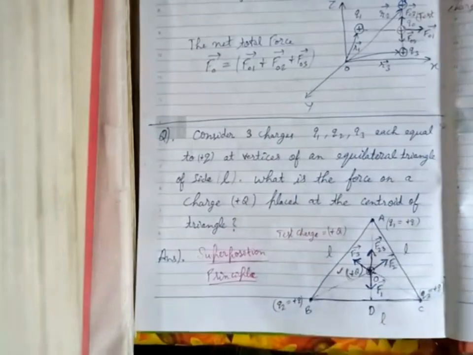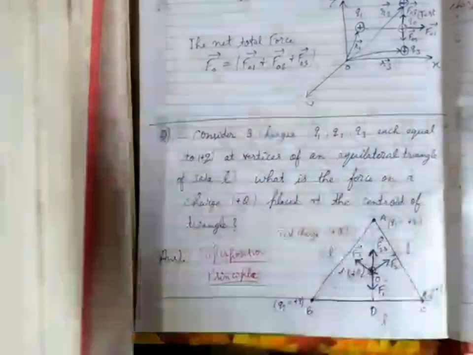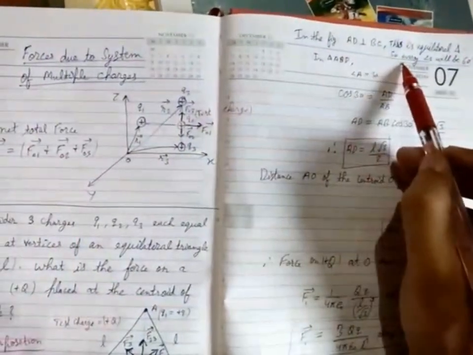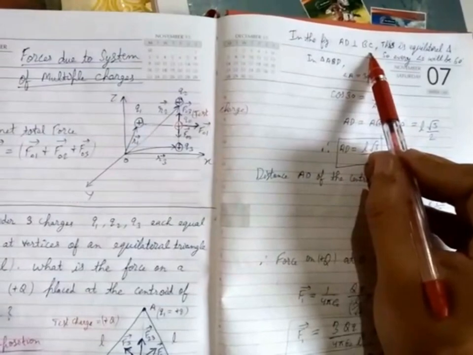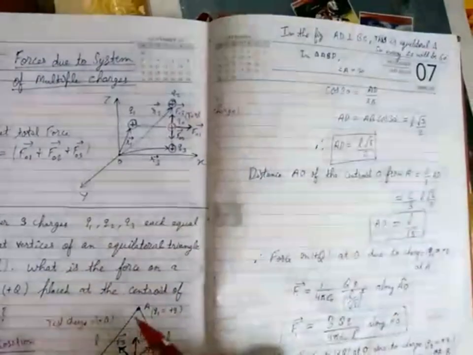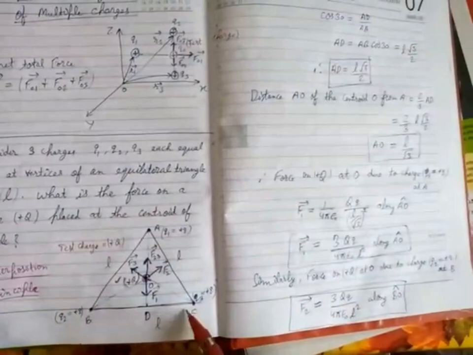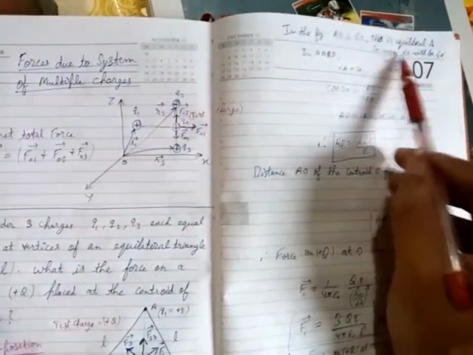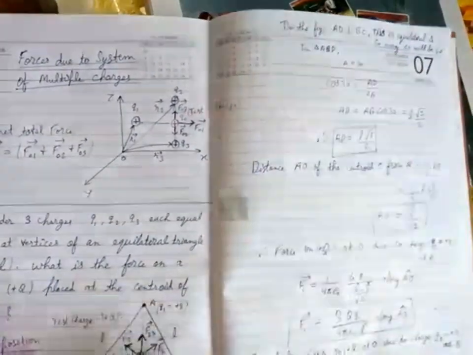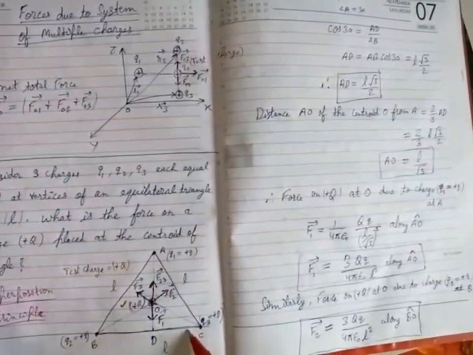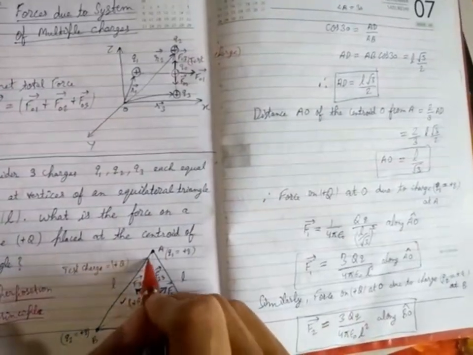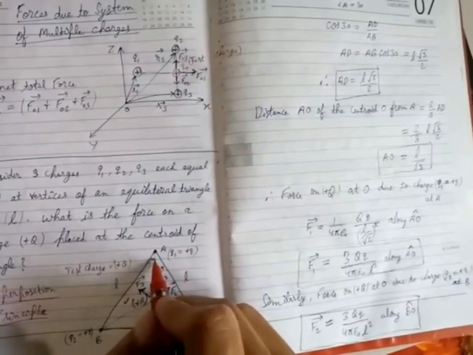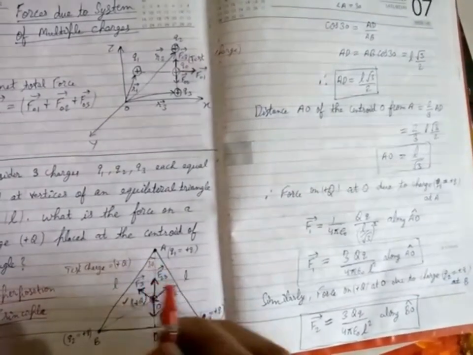So in this, first we will take here in the figure that AD is perpendicular to BC. It is given here AD is perpendicular to BC, and this is an equilateral triangle, so every angle will be 60 degrees. Every angle, angle A, angle B, angle C, all are 60 degrees, and half of this angle will be 30, because this complete angle will be 60, so its half angle will be 30 degrees.